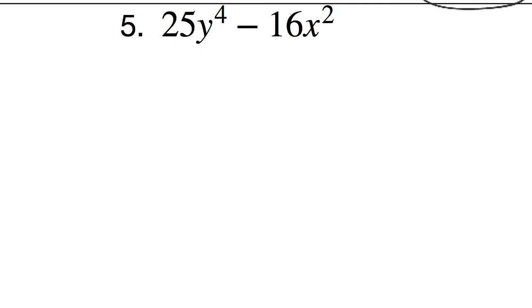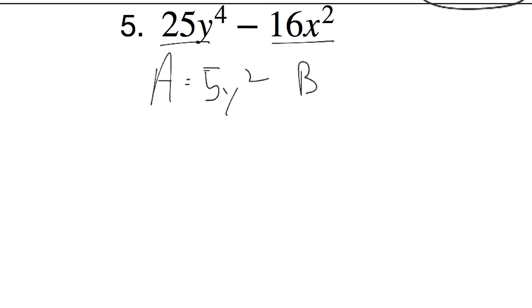So what you can do with that fact is you can say, this looks like a perfect square, and this looks like a perfect square. It's a difference of perfect squares. What times itself is 25y to the fourth? That would have to be 5y squared.